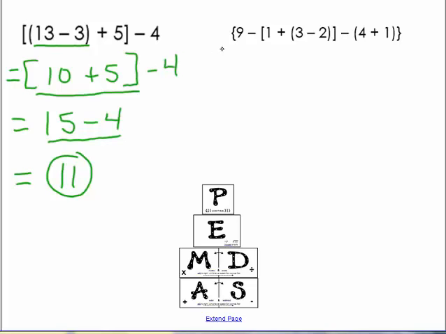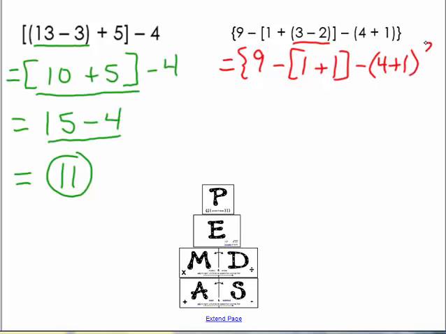Let's take a look at this one. This is a little bit more steps. So I've got parentheses and brackets and braces. Parentheses go first. So in this case, I'm going to do 1 plus, okay, I'm going to perform what's on the bridge. Everything else that's not on the bridge comes down.